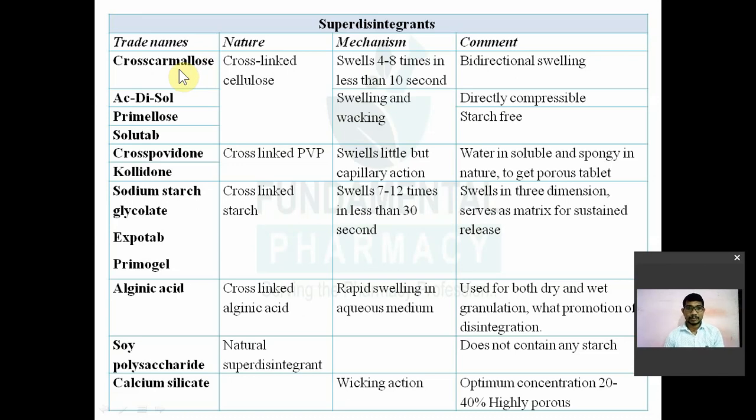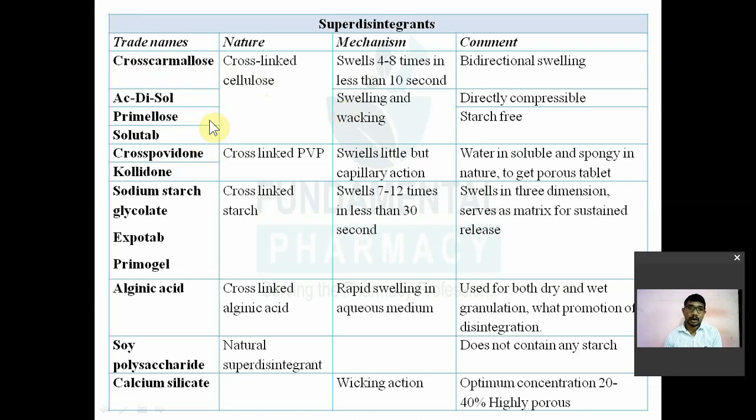The first one is croscarmellose. It is nothing but a cross-linked cellulose derivative. So you will have Ac-Di-Sol, then Primellose, then Solutab. These are nothing but derivatives of croscarmellose. Now what are Ac-Di-Sol, Primellose, Solutab? These are trade names. Okay, but remember that all of these trade names, Solutab, Primellose and Ac-Di-Sol, consist of cross-linked cellulose. That is croscarmellose. Croscarmellose is also a trade name. Ac-Di-Sol is a trade name. But all of these have cross-linked cellulose.